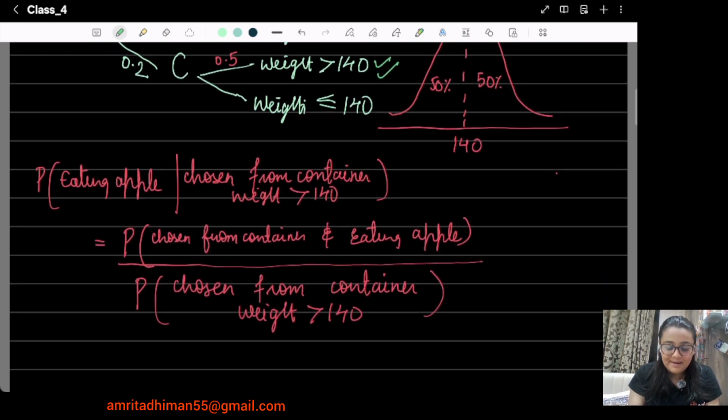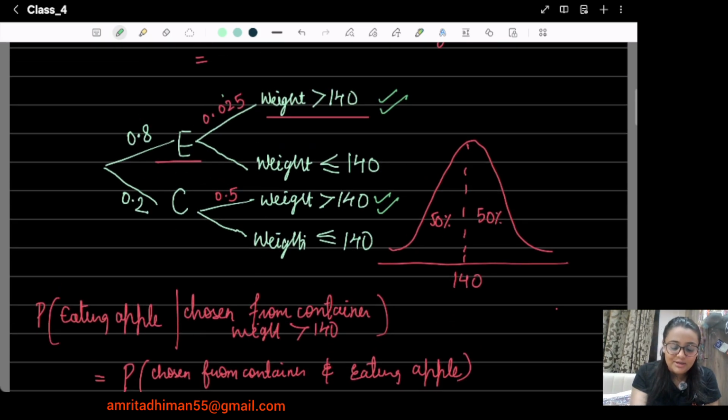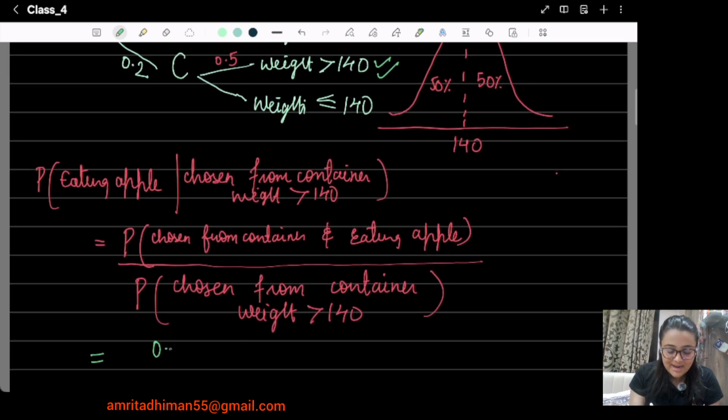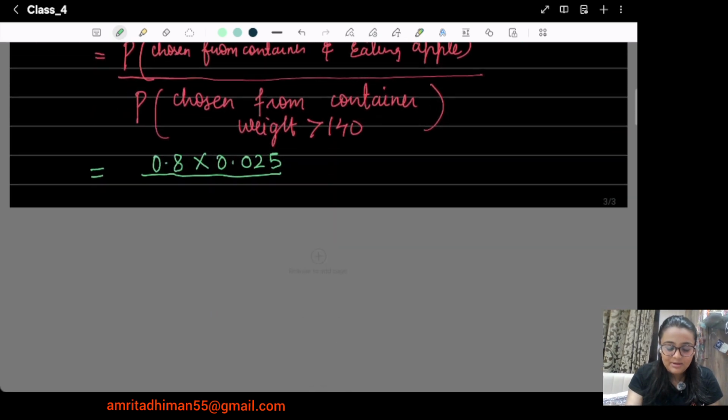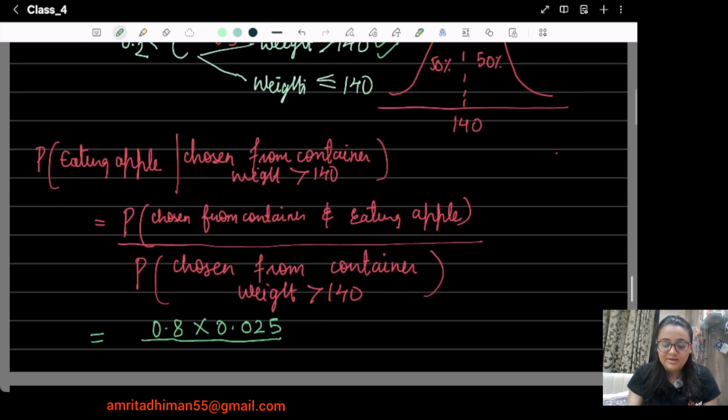So for that, first of all, in the numerator, it is very easy. Chosen from container means the apple weight is greater than 140 and it is an eating apple. That means greater than 140 and the eating apple, right? So it is nothing but 0.8 into 0.025, whole divided by the probability chosen from container with weight greater than 140.